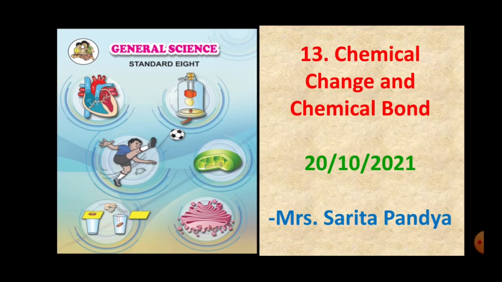Now let's start with the lesson chemical change and chemical bond. The physical change and the chemical change. And we had studied that in a chemical change, new substances are formed which have a different taste, appearance, color, all these things change. And this happens because the chemical composition of the original substance changes and a new substance is formed. So in this lesson, we are going to study how we can identify whether a chemical change has taken place.